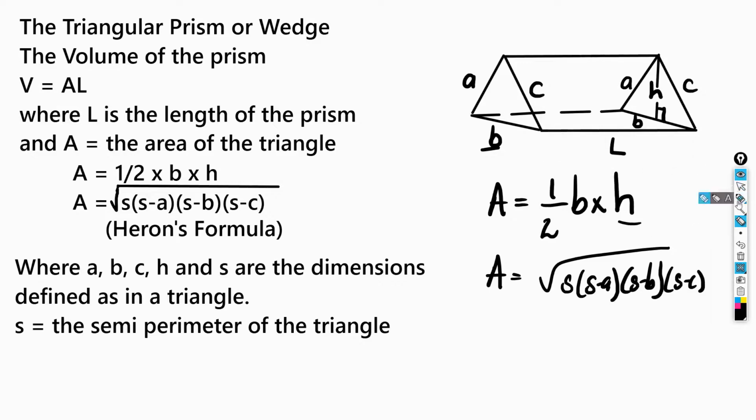All right, guys? So we also see here it says where A, B, C, H, and S are the dimensions defined as in a triangle. So A, B, C, B is always the base, H is always the height, and A and C are the other two sides of the triangle. Cool? And S is the semi-perimeter for the triangle. So S is actually equal to the length of A plus B plus C divided by 2.